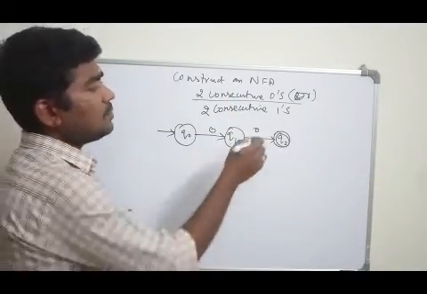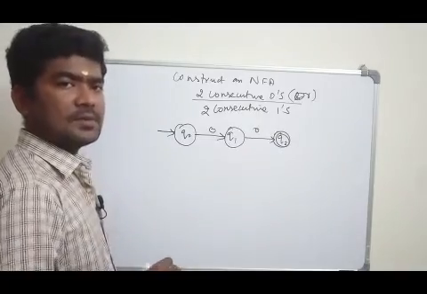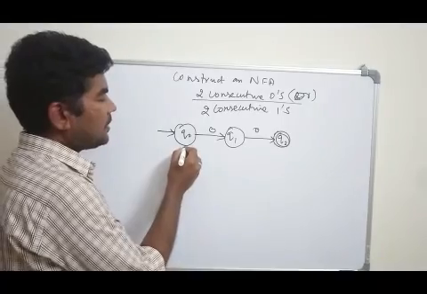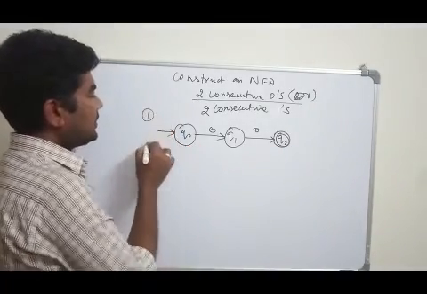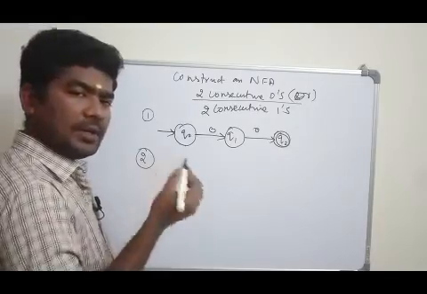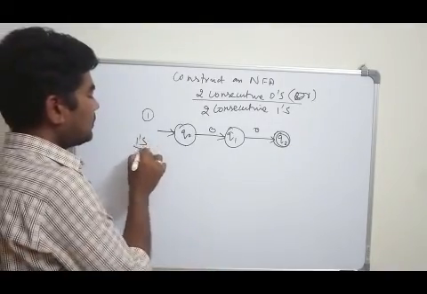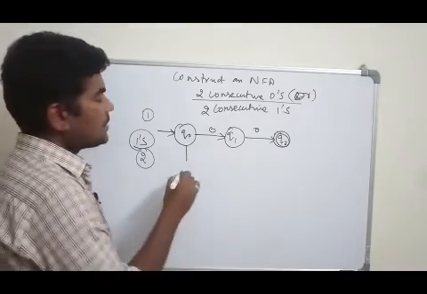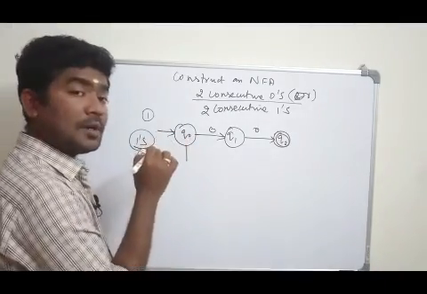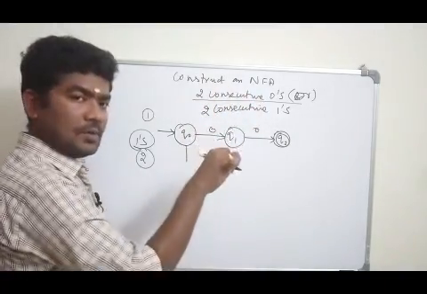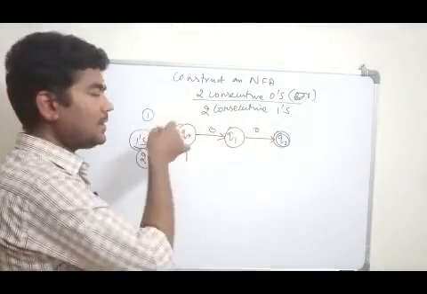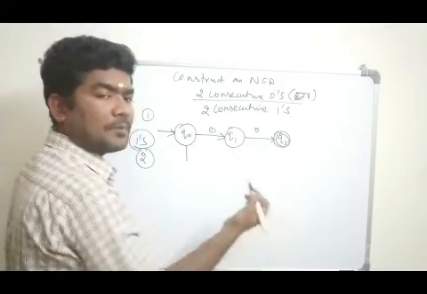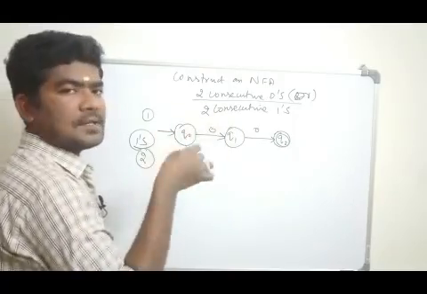Now we are including the two consecutive ones also. If you are adding two consecutive ones, from Q0, why are we starting from Q0 here? Either it may have zeros or it may have ones, so both should start from Q0 only, the initial state. We cannot start from here. So it should have consecutive ones.